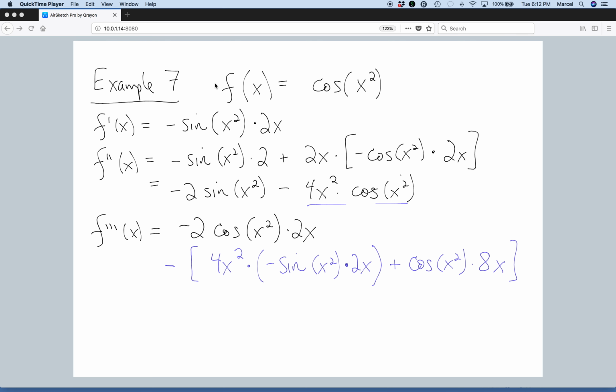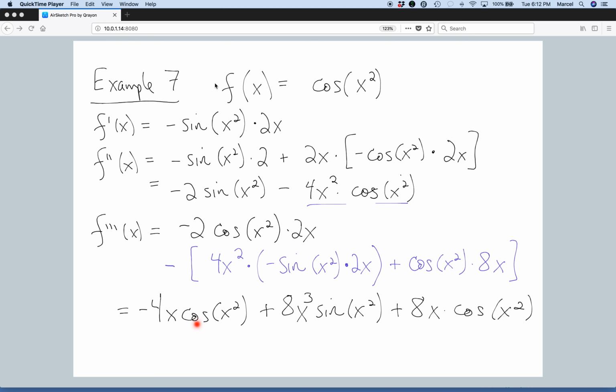Cleaning things up a bit, we have 2 times 2 here, so we have a minus 4x cosine of x squared. For the first term in here, we have a minus minus, so plus. We have 4x squared times 2x. That's 8x cubed times sine of x squared plus 8x times cosine of x squared.